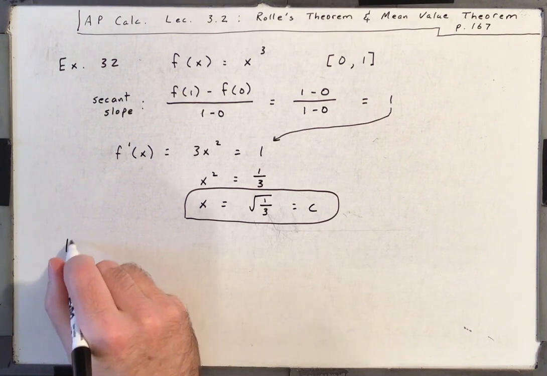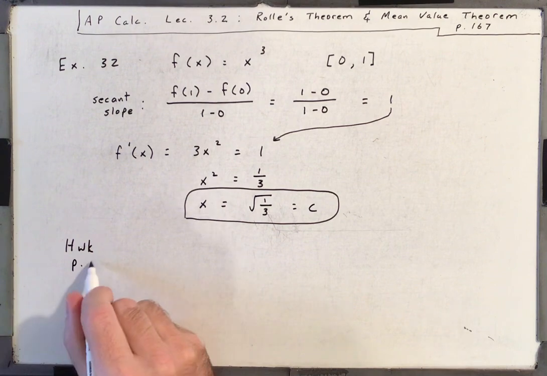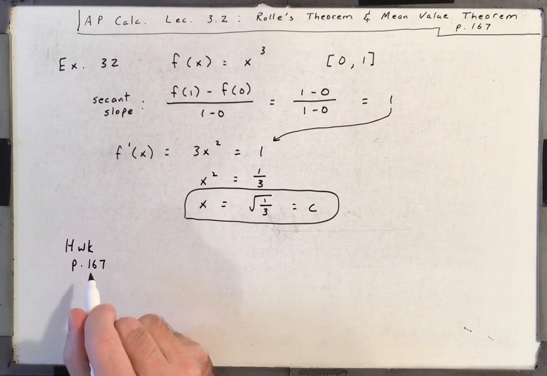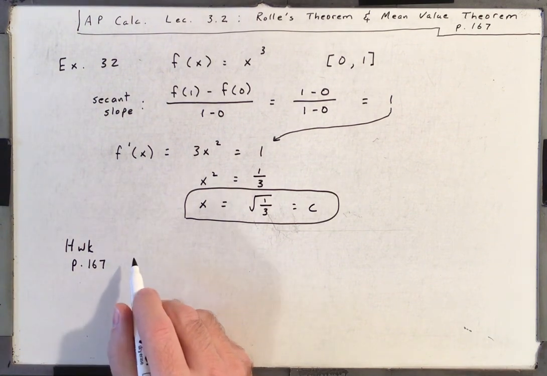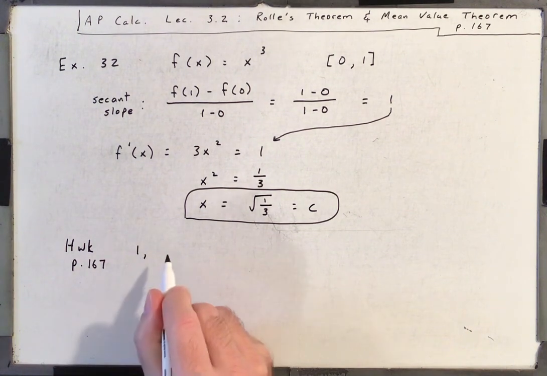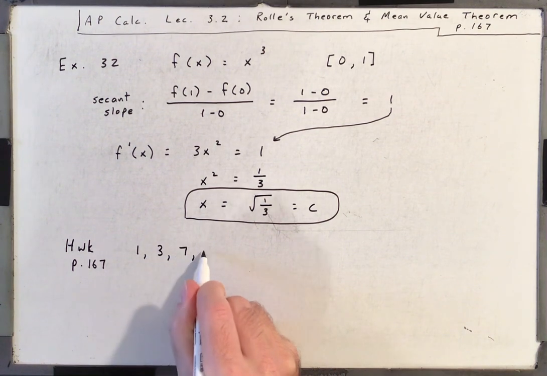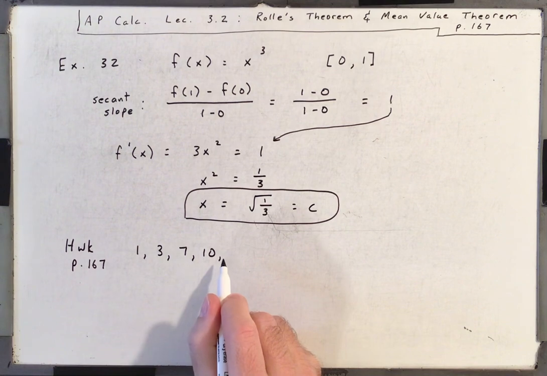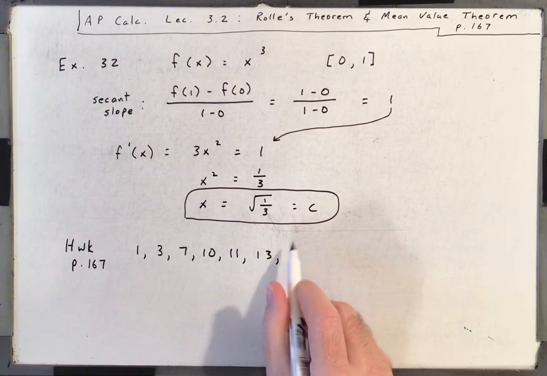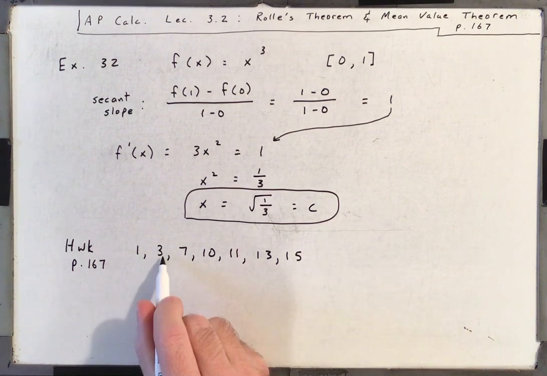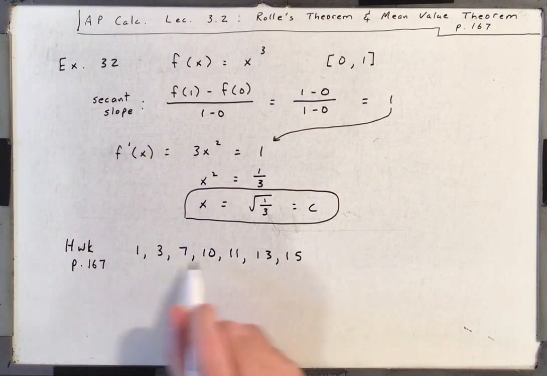Okay, so the homework is going to start on page 167 and go over to page 168. But we will have 1, so that's just reading a graph, 3, 7, 10, 11, 13, 15. So 3 through 15, that's all Rolle's theorem.